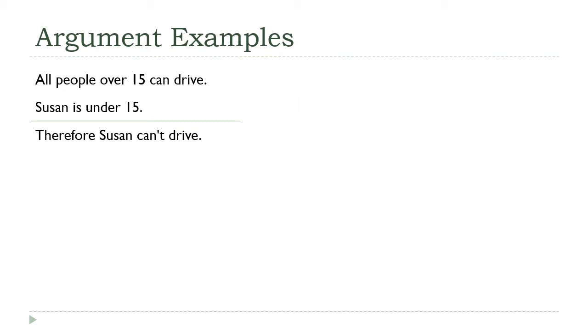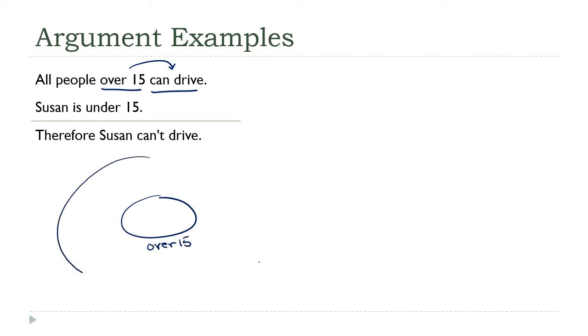All right, so let's look at this situation here. All people over 15 can drive. Susan, a specific person, is under 15, therefore she can't drive. So let's say I've got two classes of people here. I've got people who are over 15, and I've got people who can drive. And everybody in the over 15 group belongs to the can drive group. So I'm going to do a circle here for people over 15, and another circle here for people who can drive.